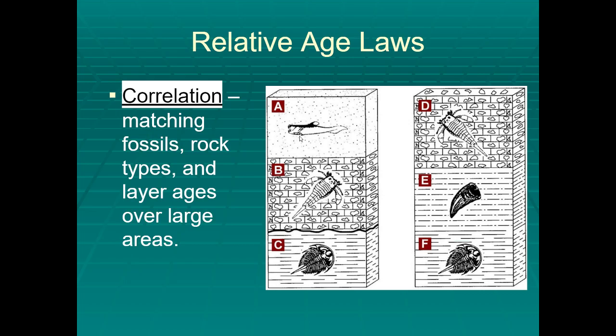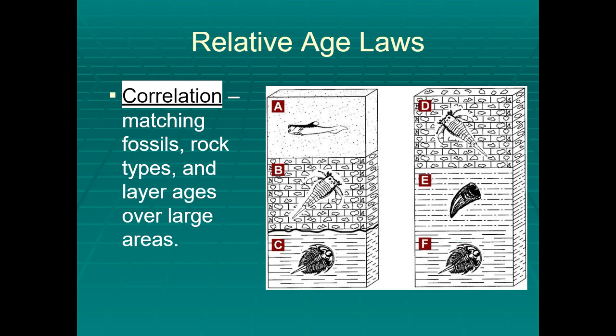So here we can see A, B, C. A is younger than B, B is younger than C, C is the oldest of this pile. But now when we're comparing it to this other rock layer, let's look at B and E. Which one of these two is going to be older? There's no real way to tell. They're both kind of in the middle.